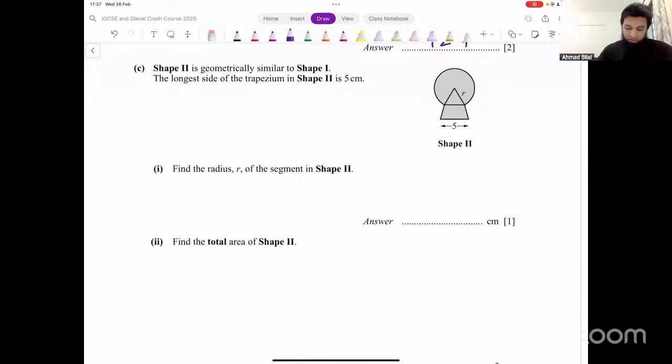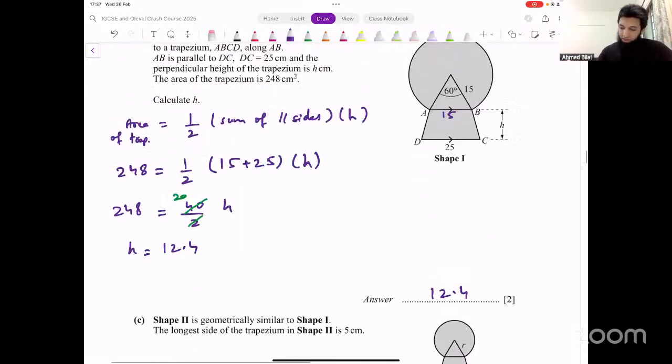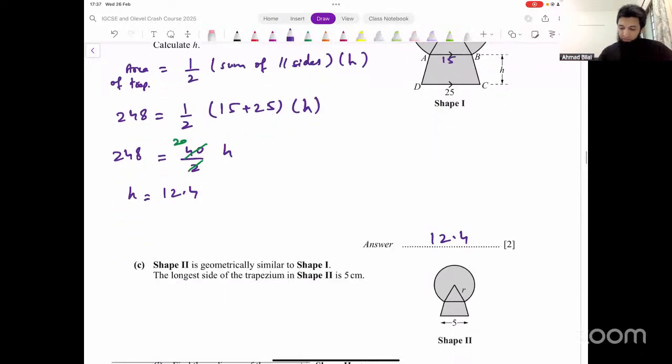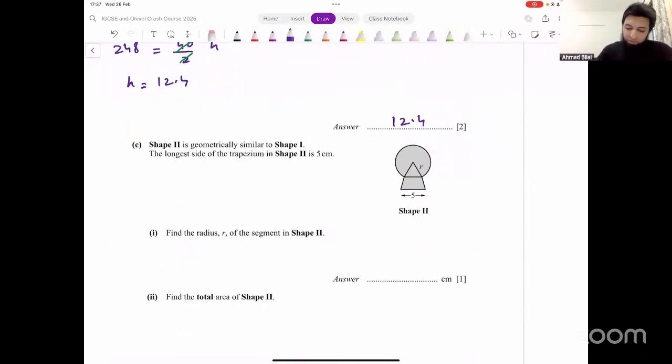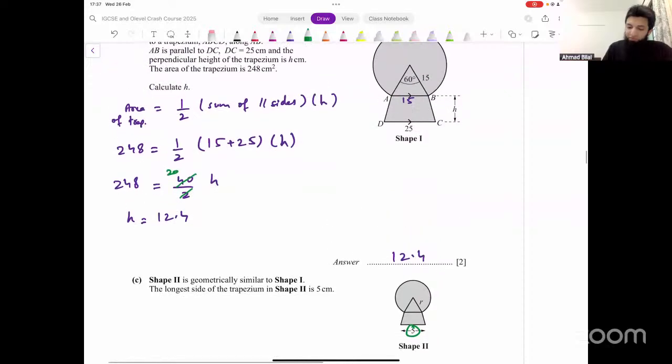But let's do this since we're doing this question already. Shape 2 is geometrically similar to shape 1. Shape 1 was this, shape 2 is this. These are similar shapes. The longest side of the trapezium in shape 2 is 5 centimeters. Okay, so this is 5. In the previous shape, it was 25.